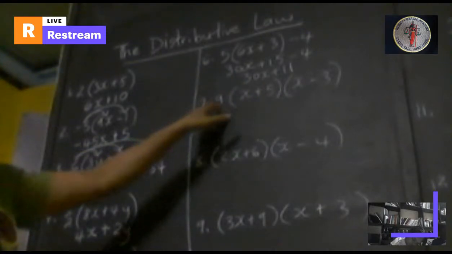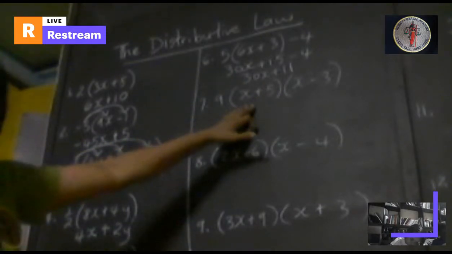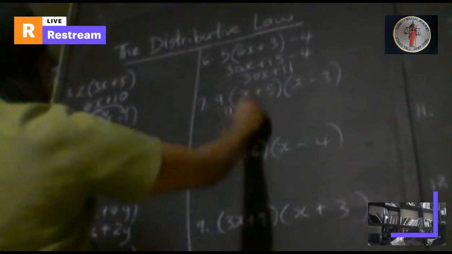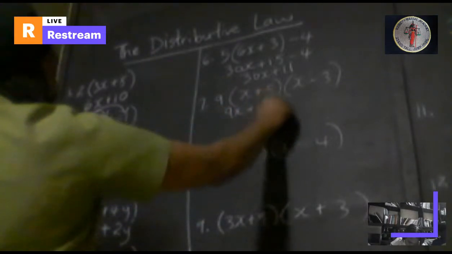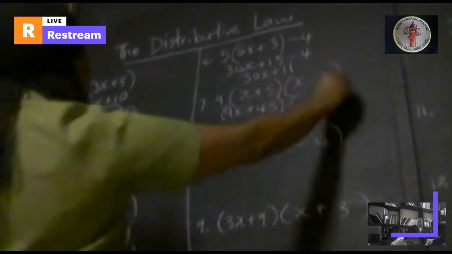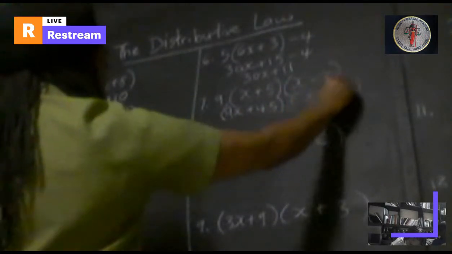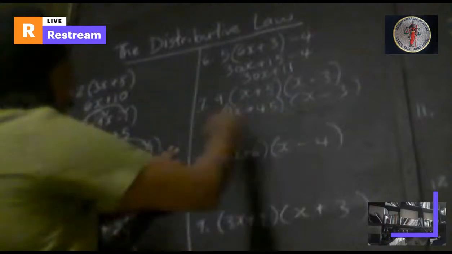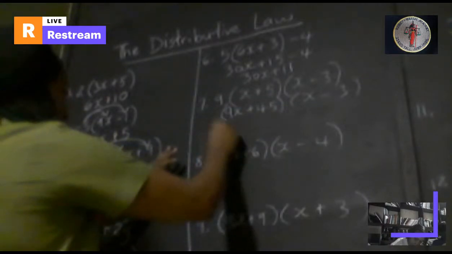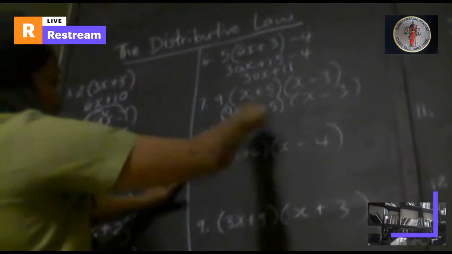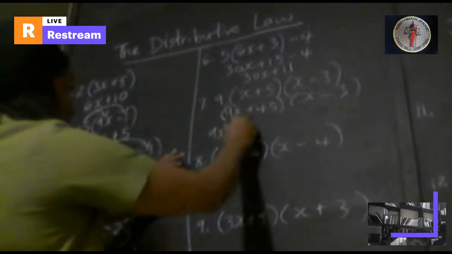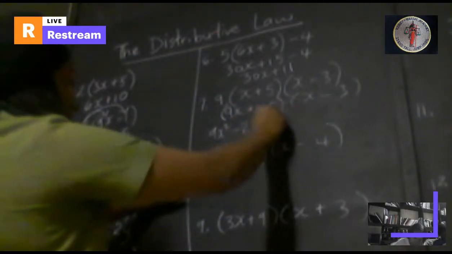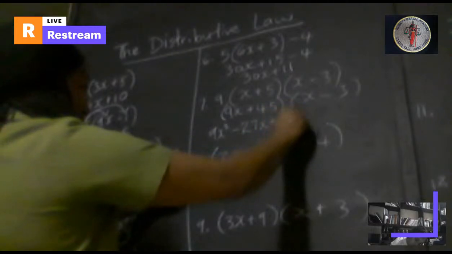So I'm gonna work the 9 with the first bracket. 9 times x is 9x and 9 times 5 is 45. We bracket that and then expand the other bracket. So 9x times x is 9x squared. 9x times negative 3 is negative 27x. 45 times x is 45x.